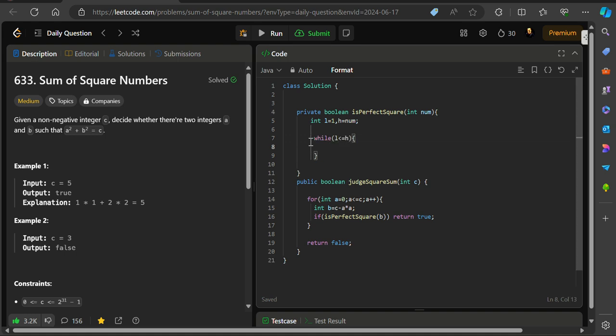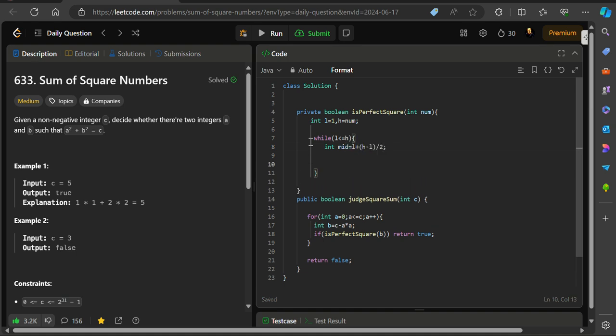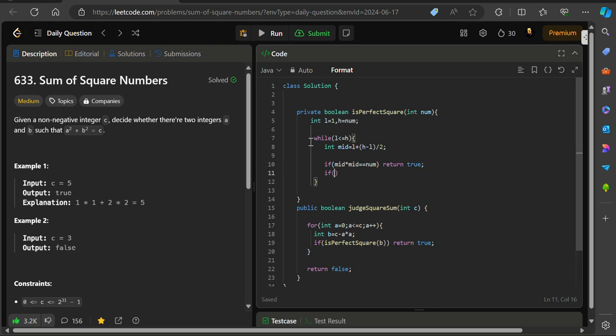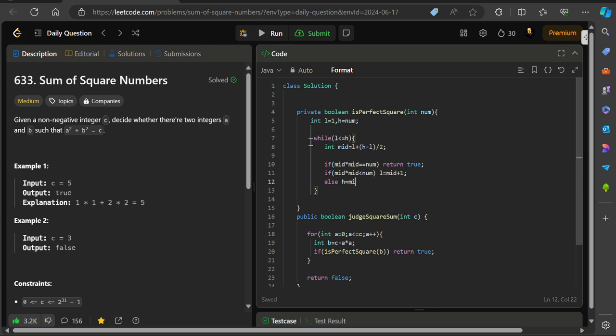Let's calculate the mid. It is L plus (H minus L) by 2. Now if mid cross mid equals num, then just return true because it is a perfect square. If mid cross mid is less than num, then the number lies on the right subpart. Otherwise, it lies in the left subpart. So if nothing matches, then return false.